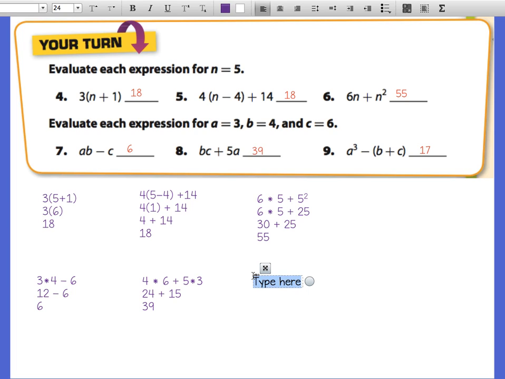Here I have A cubed. A is equal to 3, and that's being cubed, minus the quantity B plus C. B is equal to 4 plus C, which is equal to 6. Okay, I have to do what's inside of the parentheses first, so I have 3 cubed minus 10. 3 cubed means 3 times 3 times 3. 3 times 3 is 9, times 3 is 27, minus 10 is 17.